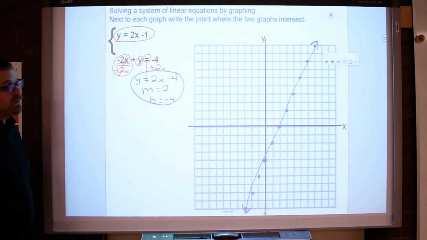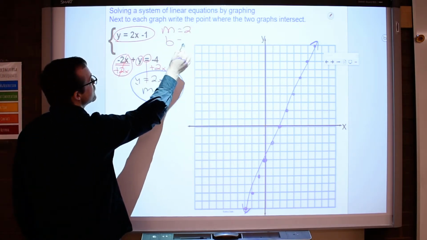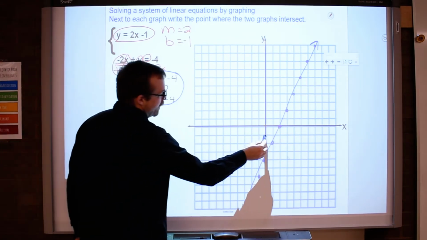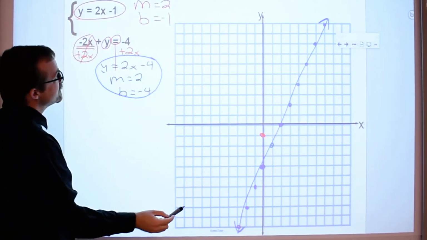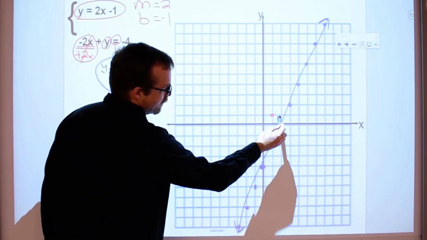So we're going to do this one now. Do this one in red. That slope is 2, and the y-intercept is negative 1. So we're going to begin at negative 1, and my slope is 2 as well. So run 1, rise 2, run 1, rise 2.